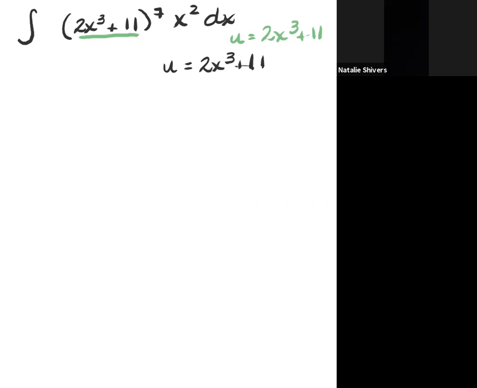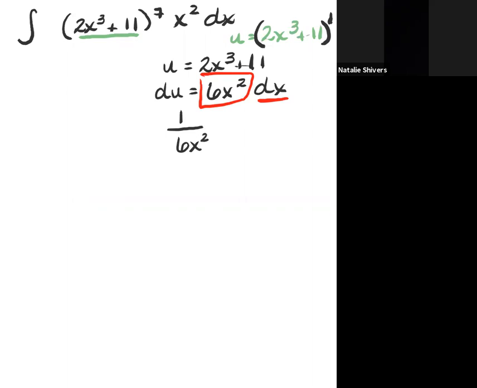And then you're going to take the derivative for du. So the derivative is 6x squared dx. And when we solve for dx, whatever this is ends up going underneath 1 every time. So if you notice that, it gets pretty easy. So I get 1 over 6x squared du equals dx. So this whole piece is going to get substituted in.